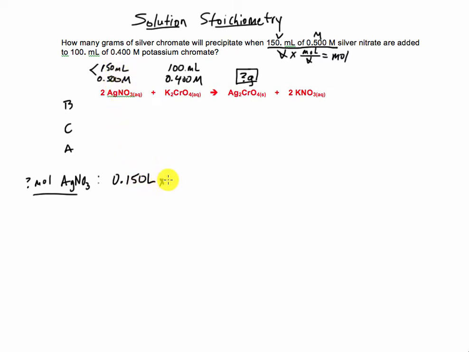I'm going to multiply that by the molarity, which is 0.500 moles per liter. Doing that calculation, I end up with 0.075 moles of silver nitrate. So that's my starting number of moles, 0.0750 moles. I do the same thing for my potassium chromate, moles of potassium chromate, K2CrO4.